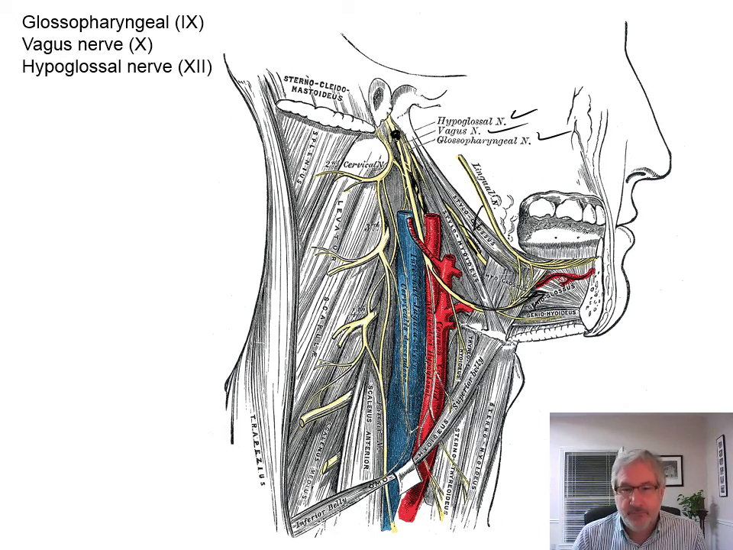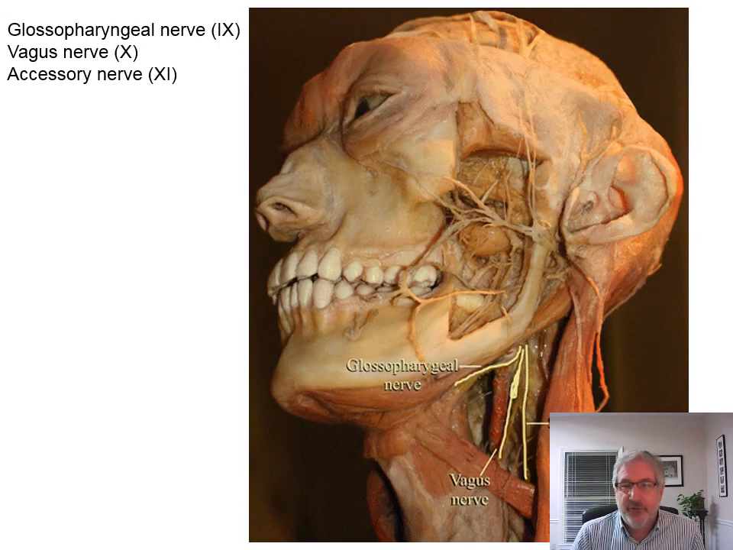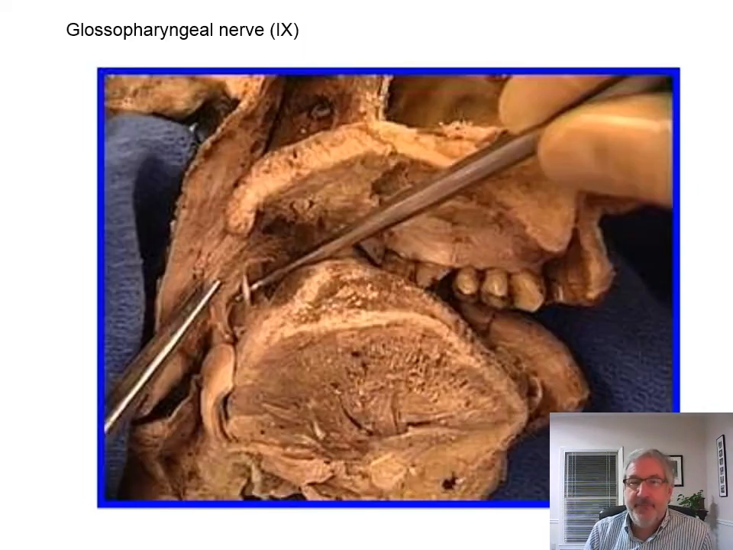Next slide. So we have Glossopharyngeal Nerve 9, Vagus Nerve 10, Accessory Nerve number 11. Here's the picture of those. Here's the Glossopharyngeal and the Vagus Nerve there. And then the Accessory Nerve is there, which you can't see. It's back behind me. Next slide.